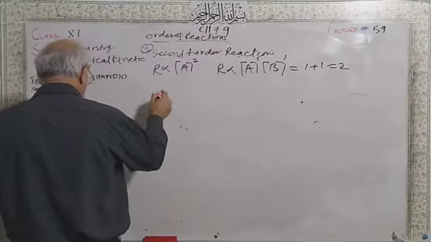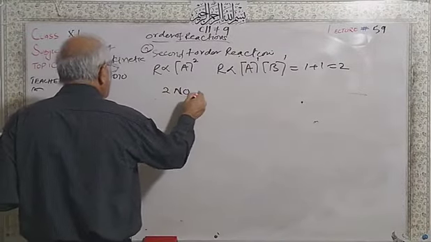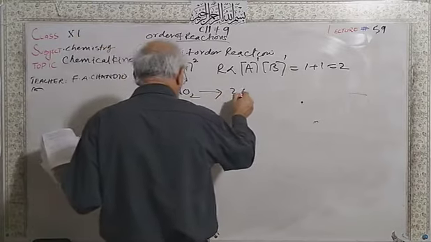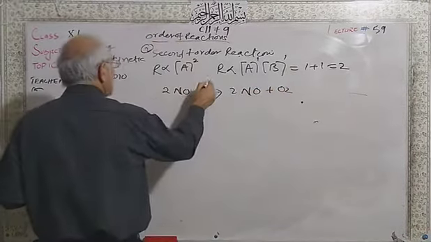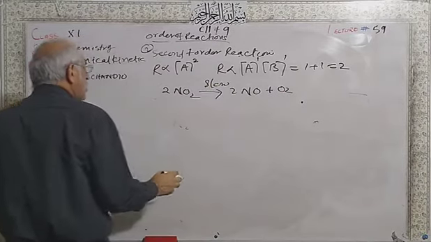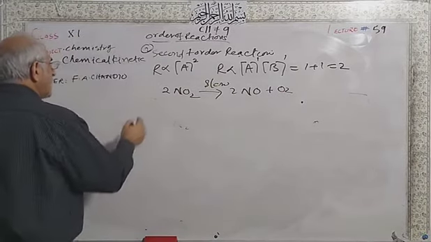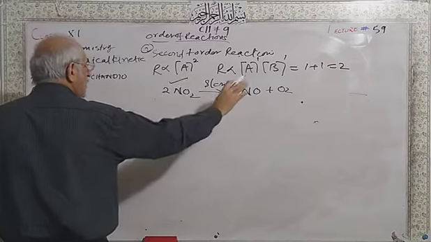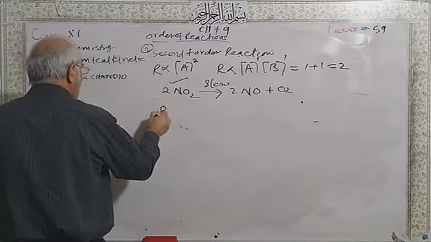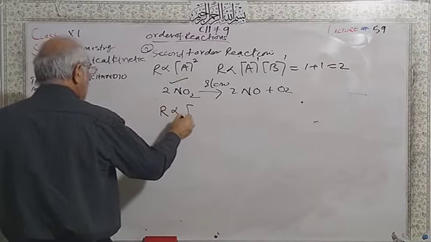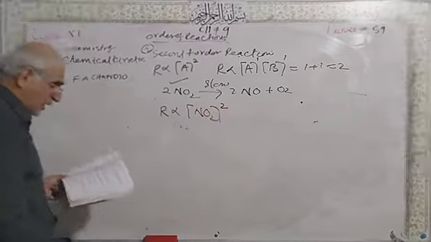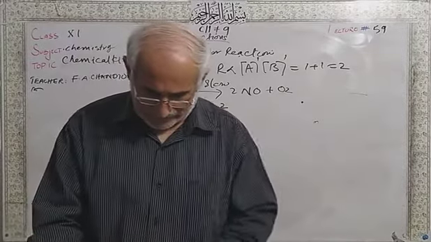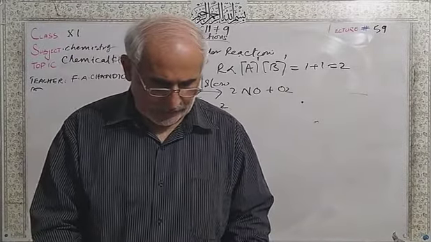This is also slow. 2 moles of nitrogen dioxide give 2 moles of nitric oxide and oxygen gas. So this is also a slow step. The slow step is called the rate determining step. So this chemical reaction completes in the first step because its rate law is directly proportional to the second power of the reactant. So this is a second order reaction.